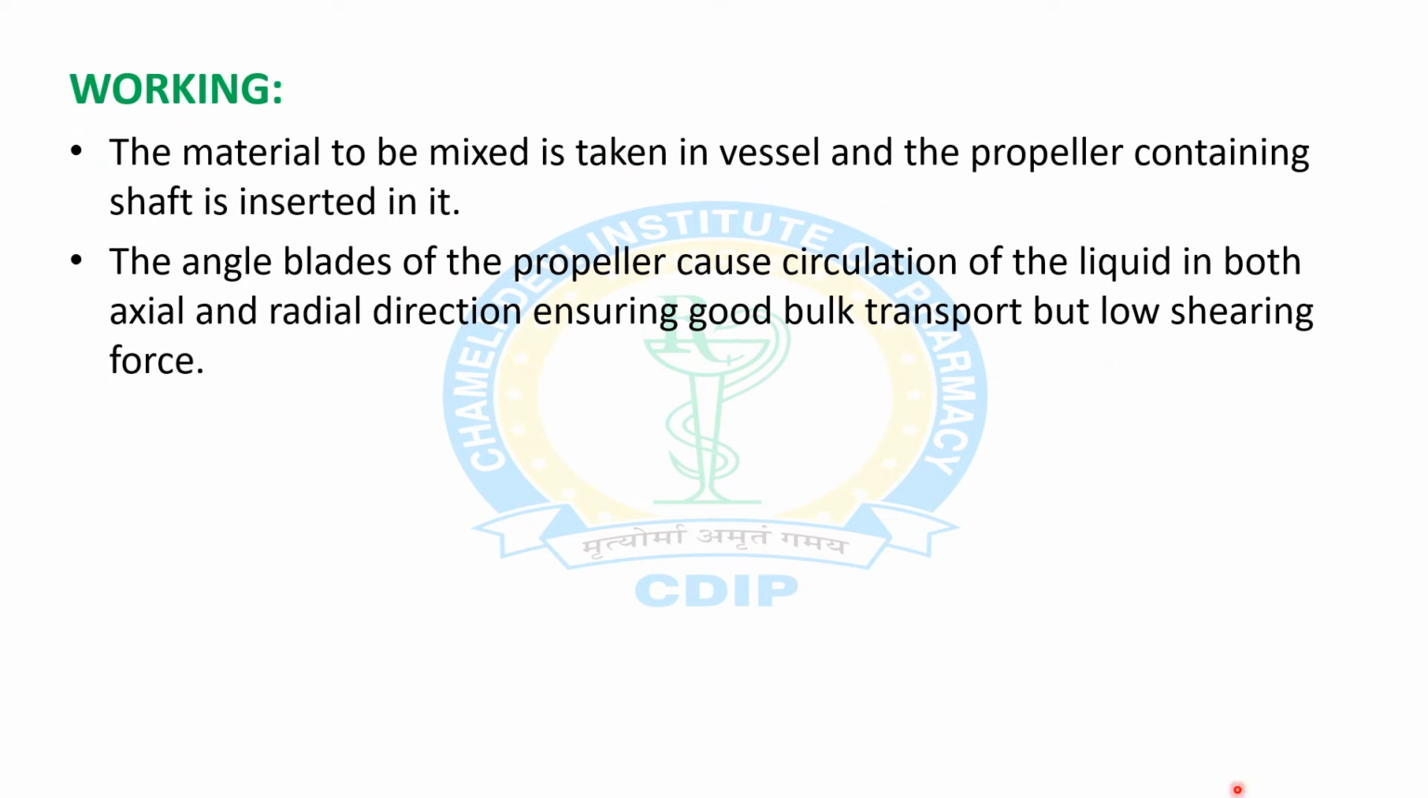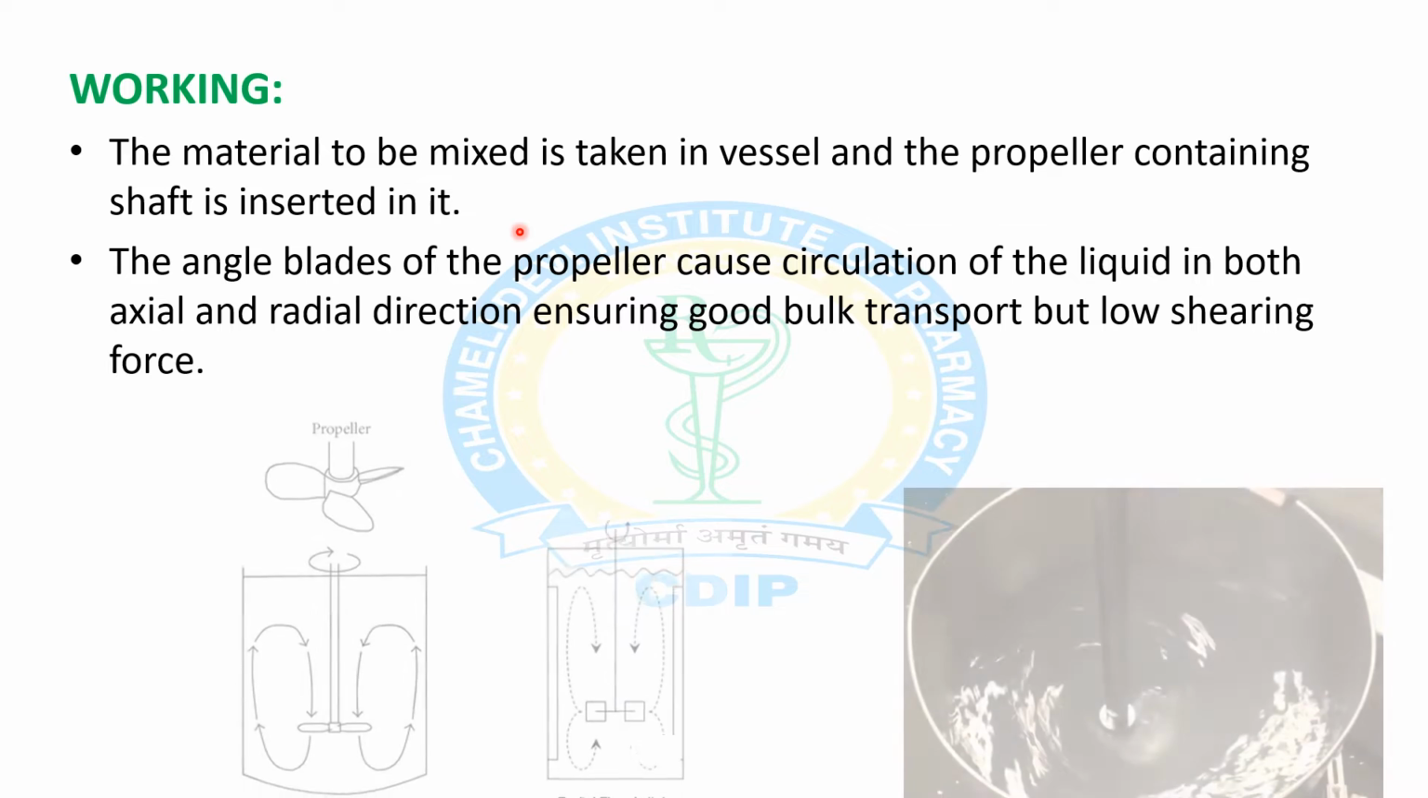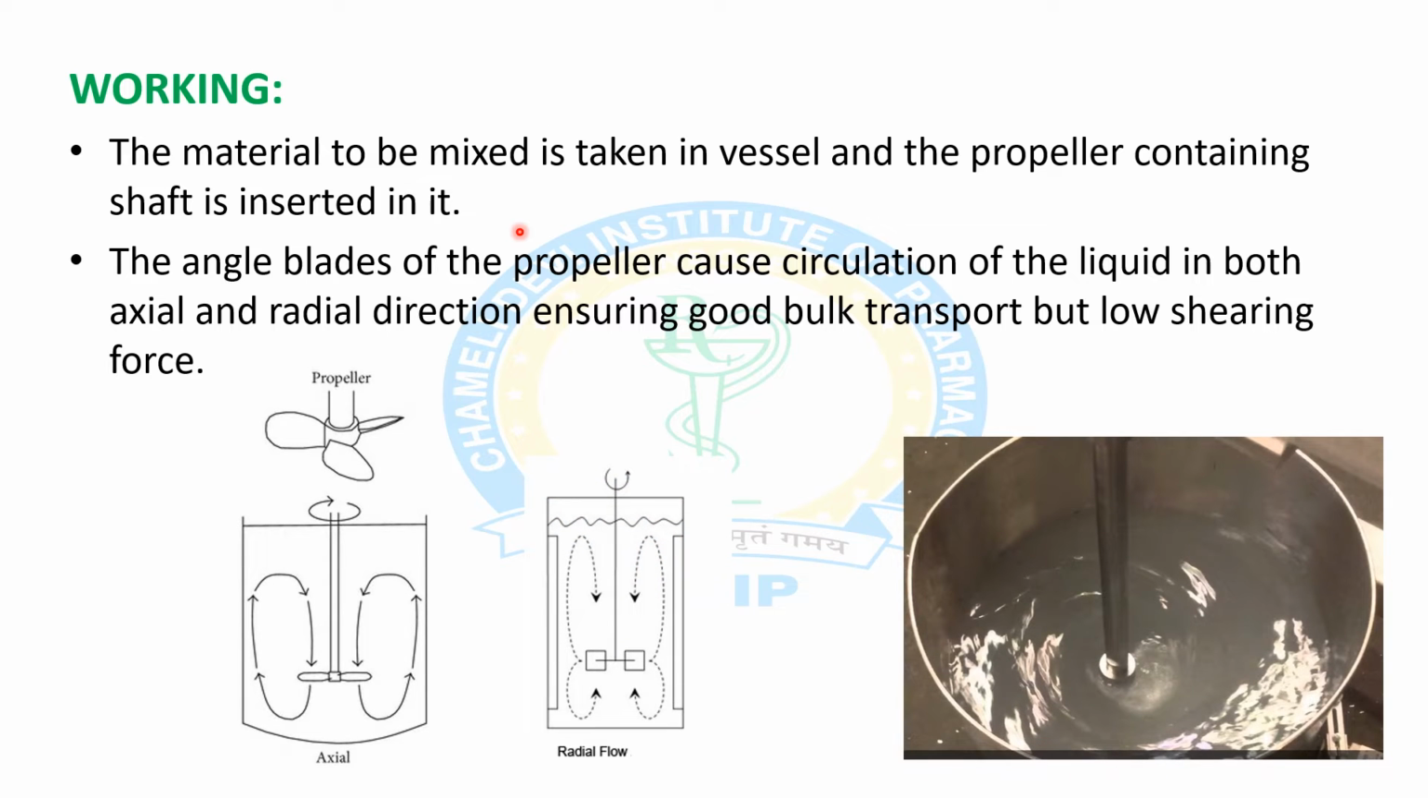Now let's see the working of the propeller mixer. The material to be mixed is taken in a vessel and the propeller containing the shaft is inserted in it like this. And the angled blades of the propeller cause the circulation of the liquid in both axial and radial direction, which will ensure good bulk transport with low shearing force. So this is the working of the propeller mixer.